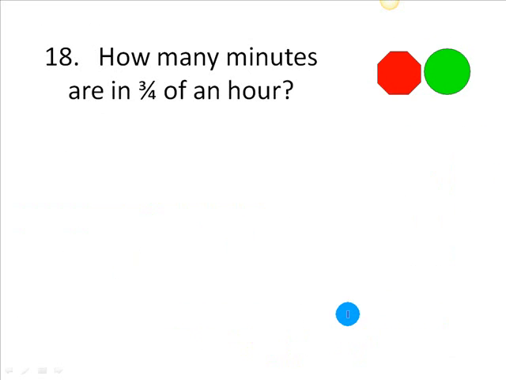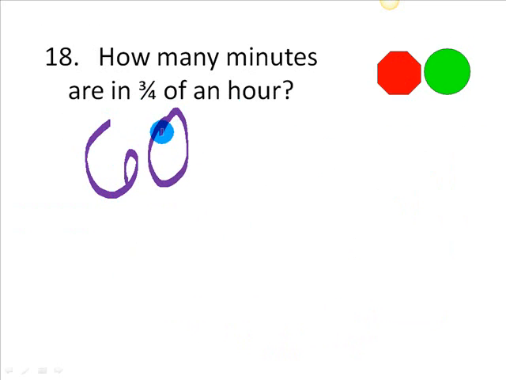Number 18. How many minutes are in 3/4 of an hour? Click on the stop sign. Well, the tricky part of this one is that there are 60 minutes in an hour, so if we multiply 60 times 3/4, that'll give us the right answer.